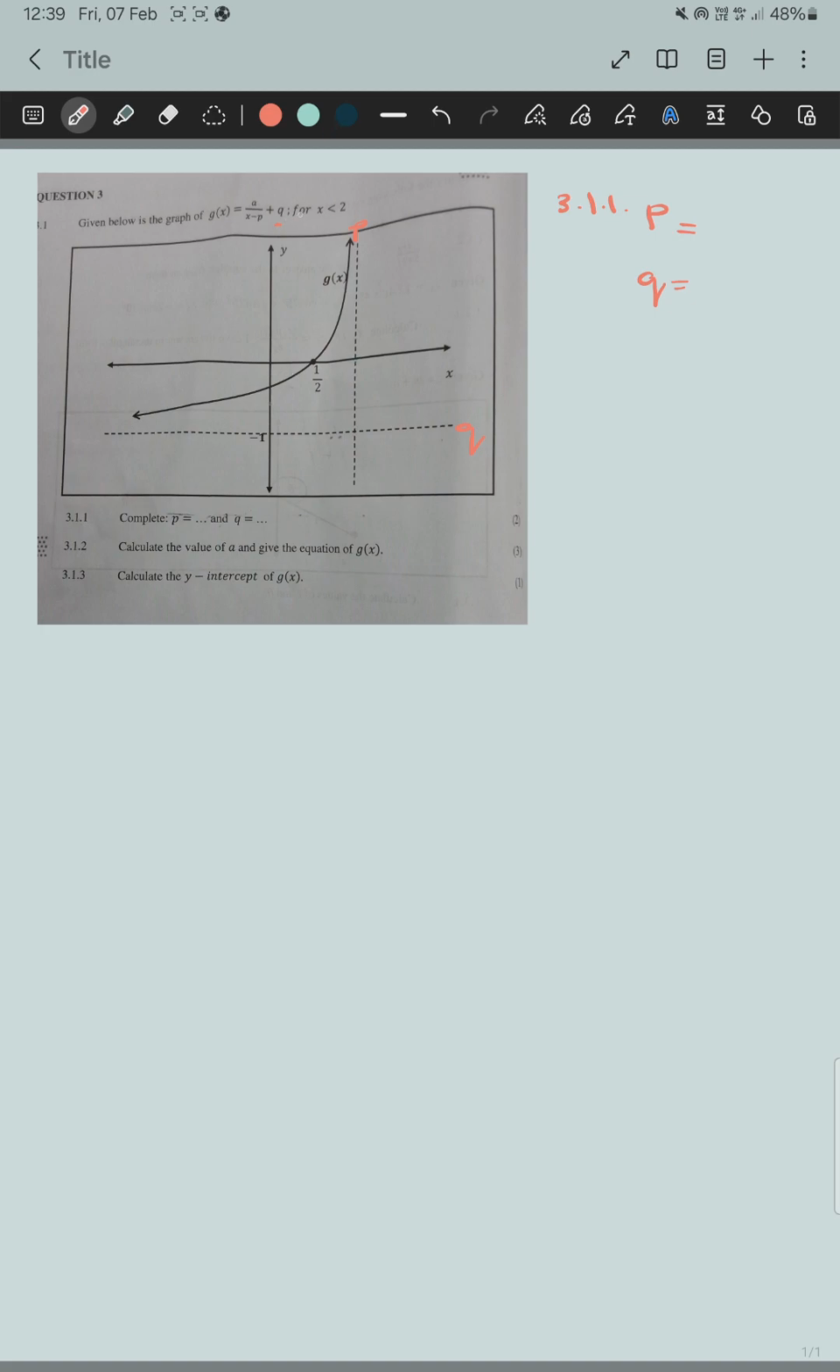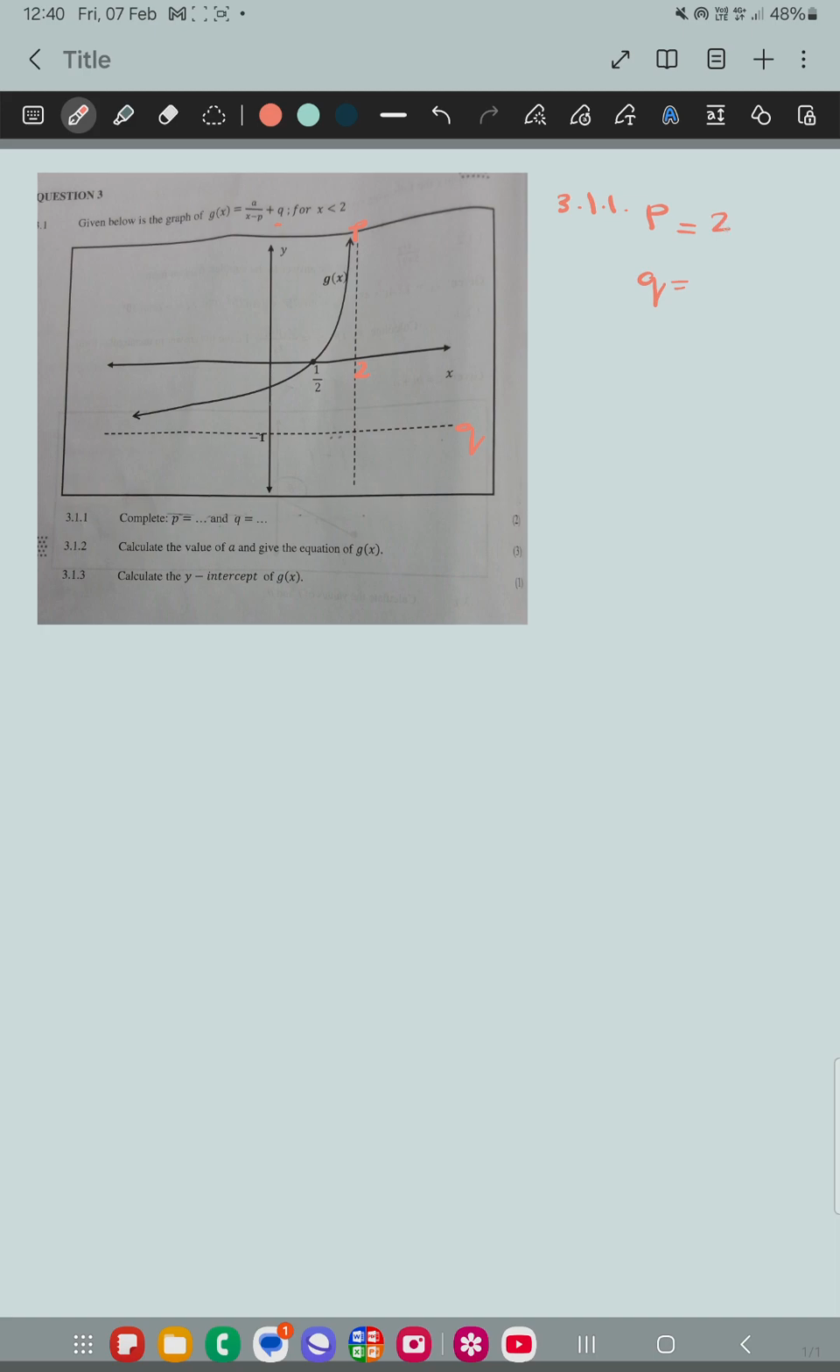But we are told that for the graph, x is less than 2, meaning all our x values are less than and not equal to 2. Meaning, this asymptote that our graph cannot go over must be the 2. So our P is 2. Our Q, as you've seen, is -1. Alright, then we are done with that one.